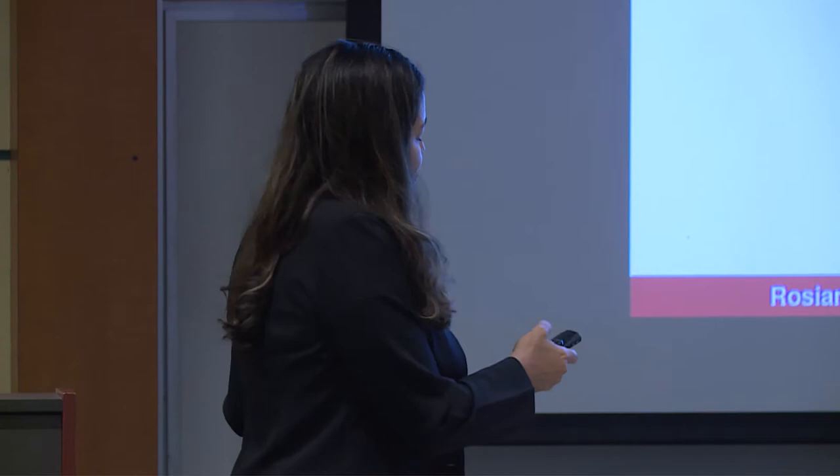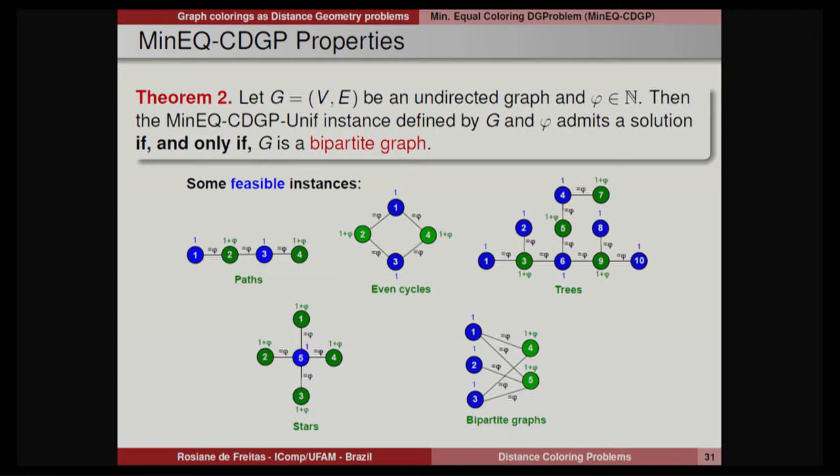Because 80% or more of the graphs have odd cycles. Most of the graphs have odd cycles. And the proof is trivial in this case. If the graph is bipartite, has even cycles, trees, paths, stars, and so on, we can put the color 1 here, and 1 plus the uniform value in another partition. So, okay, done.